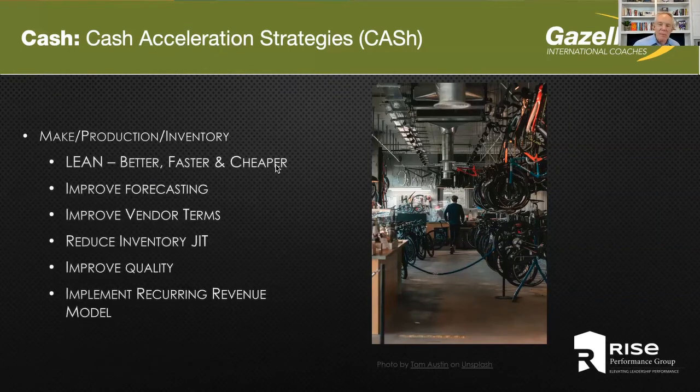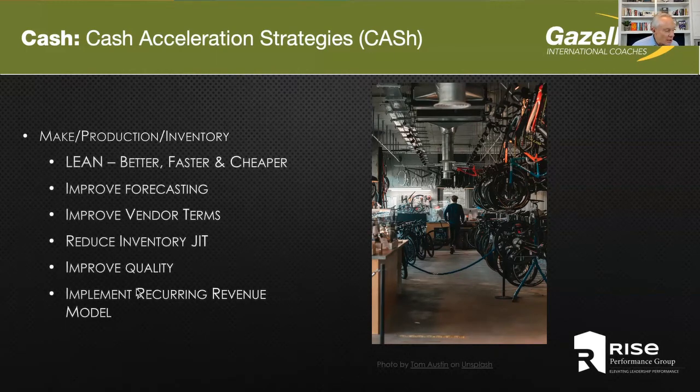Better, faster, cheaper: empower everybody around the ideas of looking for small incremental improvements to drive waste out of your cycle. Can you improve forecasting, so you've only got the inventory and the labor that you need to meet the demand? Can you work with your vendor to improve their terms? Maybe direct ship. Maybe they give you an ability to not pay for inventory that you haven't delivered yet. Can you reduce that inventory? Maybe just in time, where inventory shows up just in time.